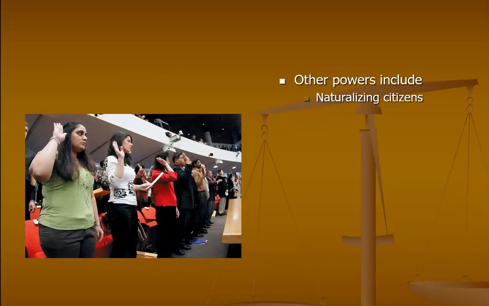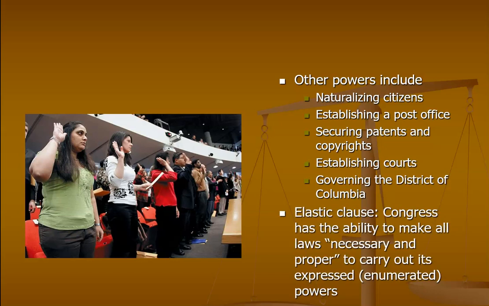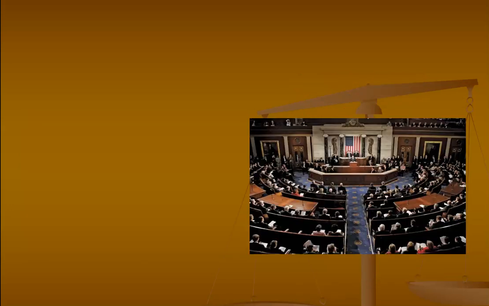Other powers include the ability to pass laws to naturalize citizens, establish a post office, secure patents and copyrights, establish courts, govern the District of Columbia. And then there's the Elastic Clause, which says Congress has the ability to make all laws that are necessary and proper to carry out its expressed or enumerated powers.